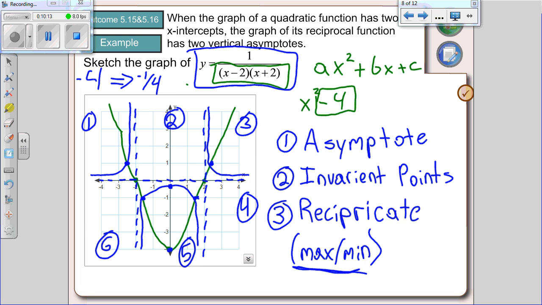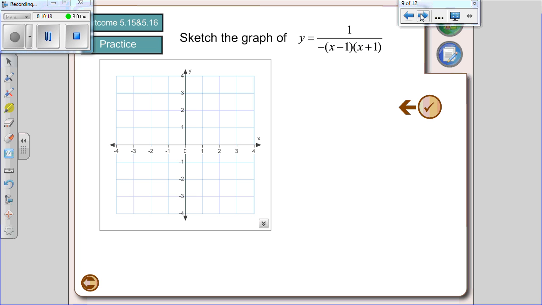Let's try another one. Sketch this graph. You look at that graph and you go, I don't know how to sketch that. And that's fine, because nobody knows how to sketch that. But what we do know how to sketch is that.